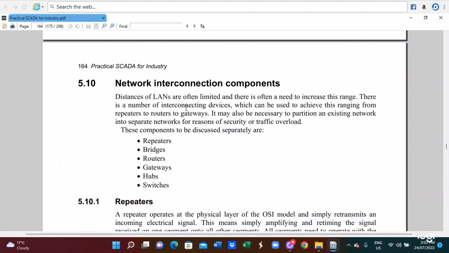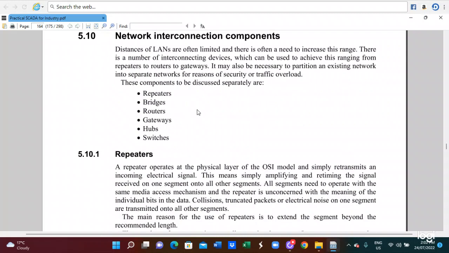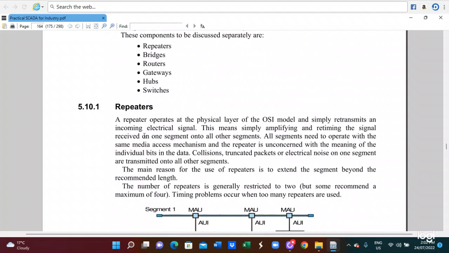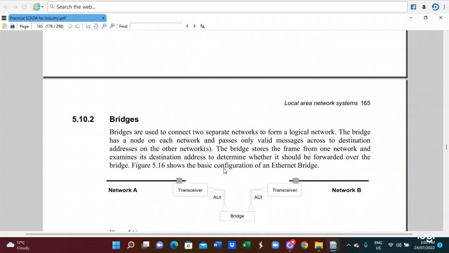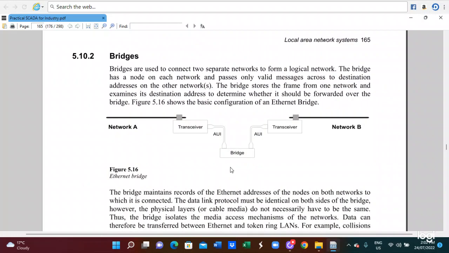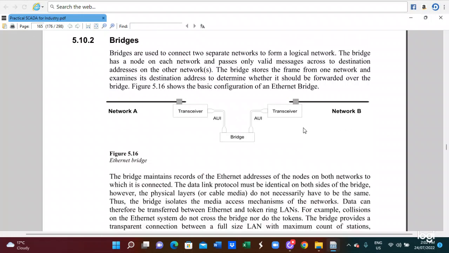Also the network interconnection and components include the repeater, bridge, router, gateway, hub, and a switch. You also need to know that repeaters are the arrangement to transmit the signal repeatedly. So this is the location of the repeater in the transmission system. Now, this is a bridge. A bridge only passes through digital data. So this is the arrangement of a bridge in the system.